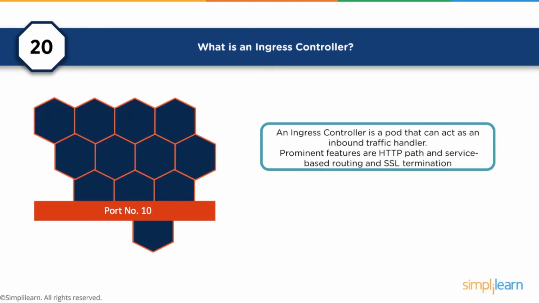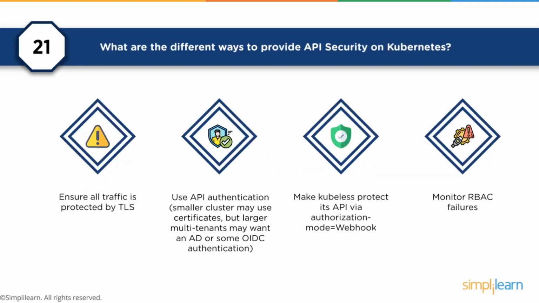So what is an ingress controller? An ingress controller really is a pod that manages inbound traffic, and a prominent feature of that traffic is that it is secured with SSL termination. And now we're going to address some of the key ways in which you can provide API security on Kubernetes, and we have 8 of those.